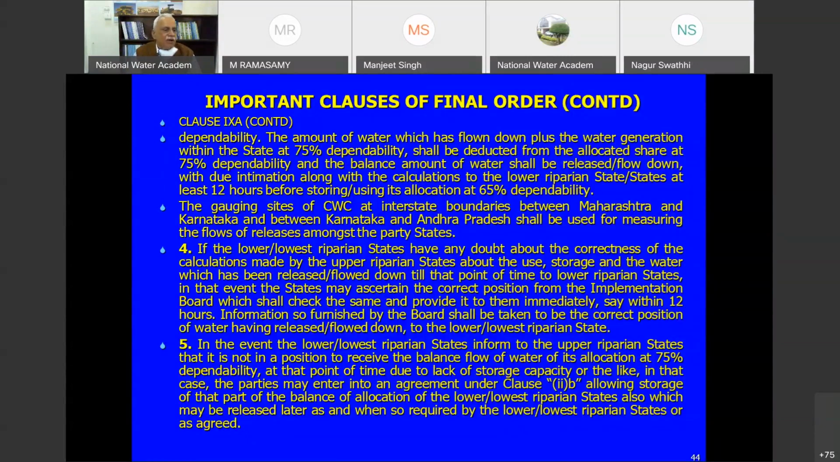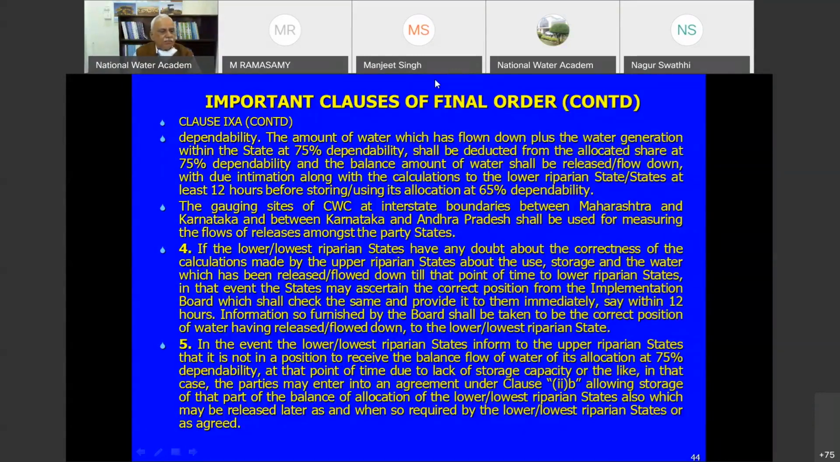4. If the lower or lowest riparian state has any doubt about the correctness of the calculations made by the upper riparian states about the use, storage and the water which has been released or flowed down till that point of time to lower riparian states, in that event the states may ascertain the correct position from the Implementation Board, which shall check the same and provide it to them immediately, within 12 hours. Information so given by the board shall be taken to be the correct position of water having been released or flowed down to the lowest riparian state.